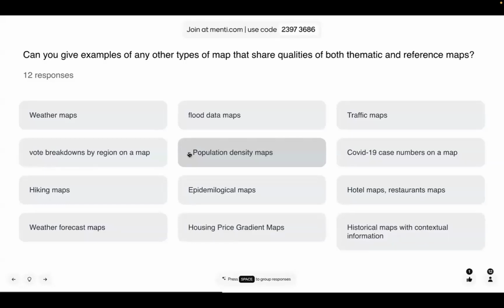Population density maps, that's a great example of a thematic map, as well as obviously having the properties of a reference map. Hotel maps and restaurant maps, that's a great example as well. What we tend to see is the physical environment of restaurants and then overlaid this onto our base maps, hiking maps, housing price gradient maps, that's a great example. Historical maps with contextual information, that's a great example too, because that's exactly what Roger Tomlinson established to do when he was looking at his Canadian resources.